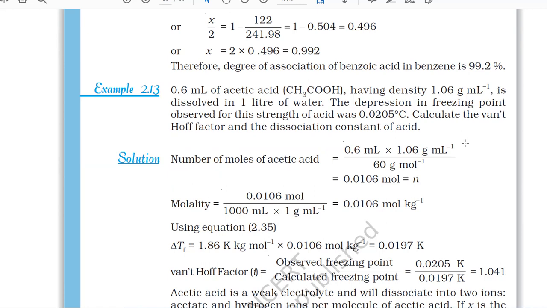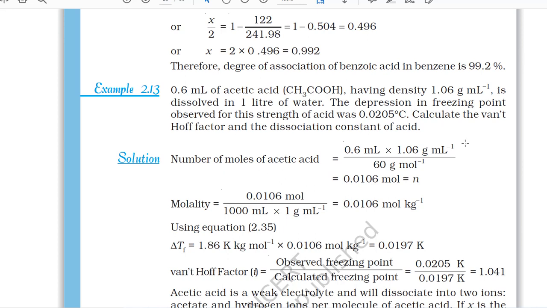Example 2.13. 0.6 ml of acetic acid (CH3COOH) having density 1.06 gram per ml is dissolved in 1 liter of water. The depression in freezing point observed for this strength of acid was 0.0205 degrees Celsius. Calculate the van't Hoff factor and the dissociation constant of the acid.